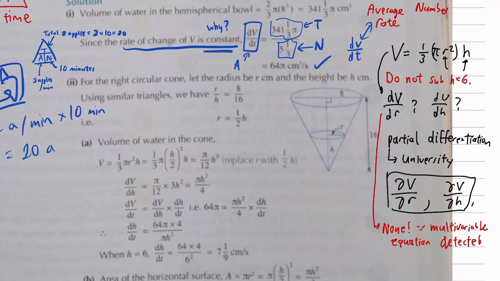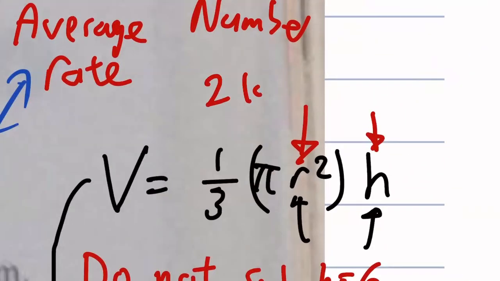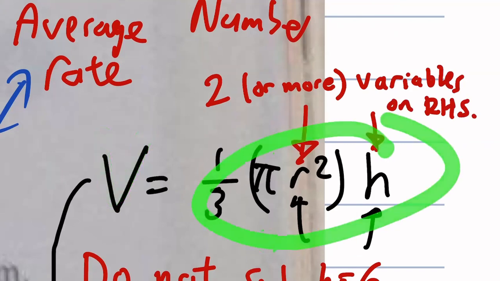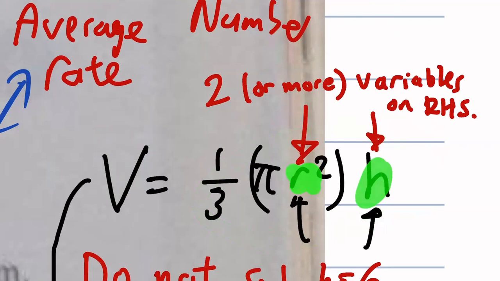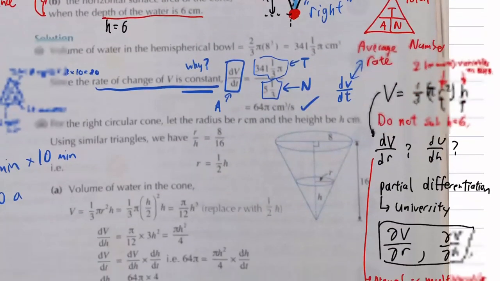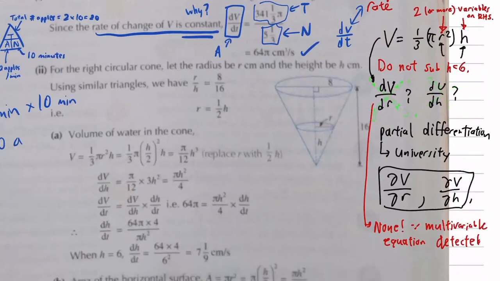You have detected what? You have detected two or more variables on the right hand side. The V is still a single letter, so as per normal, but the right hand side is a bit weird. Got two or more different variables. Once you see this, you know there's a problem. You cannot proceed with dv by dr or dv by dh. None of the above. So that's when you need to do a trick.